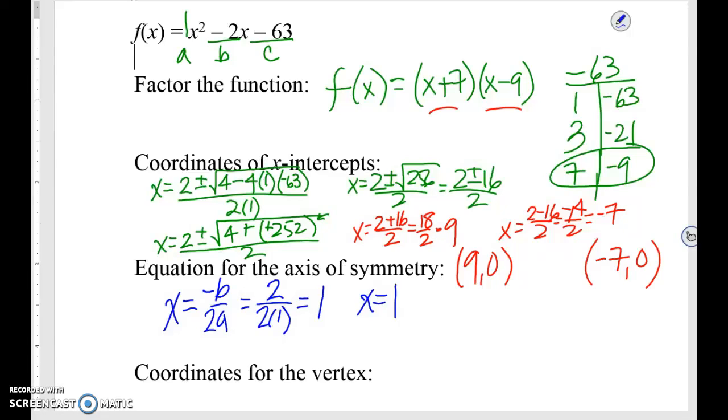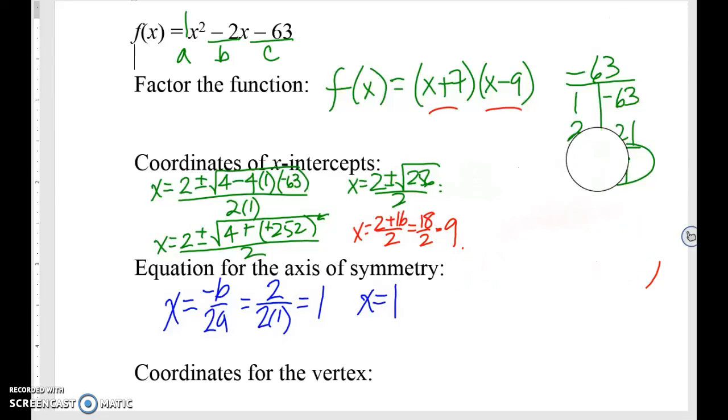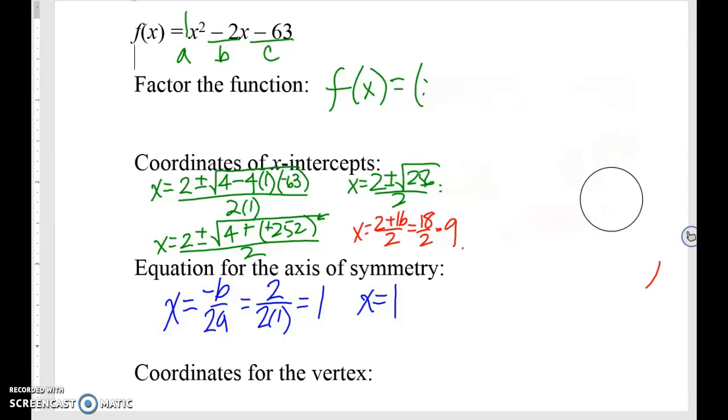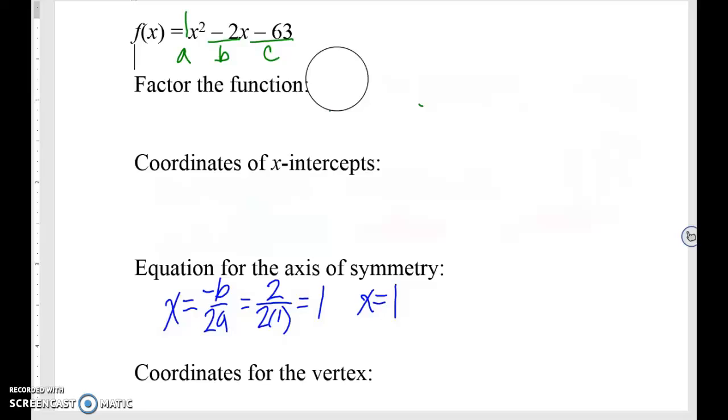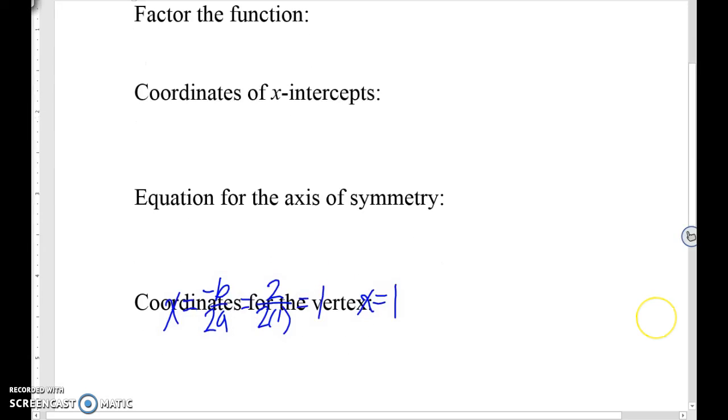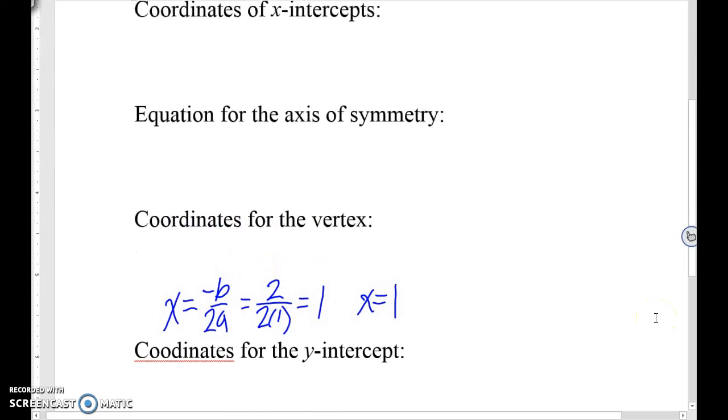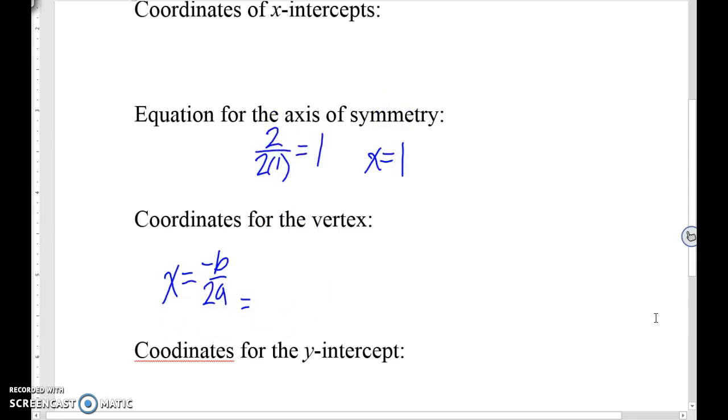To find the coordinates for the vertex, I'm going to erase some of this so I can scroll up. This won't scroll with me. So when I scroll up, here we go. All of this stuff, the equation for the axis of symmetry comes up here with it.